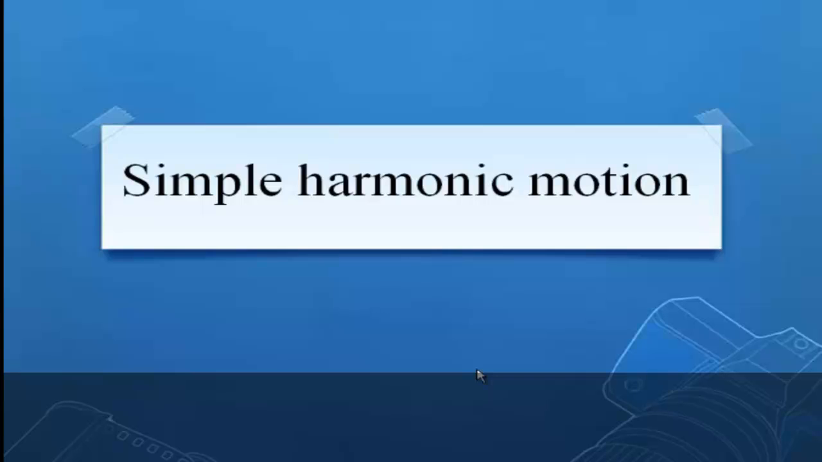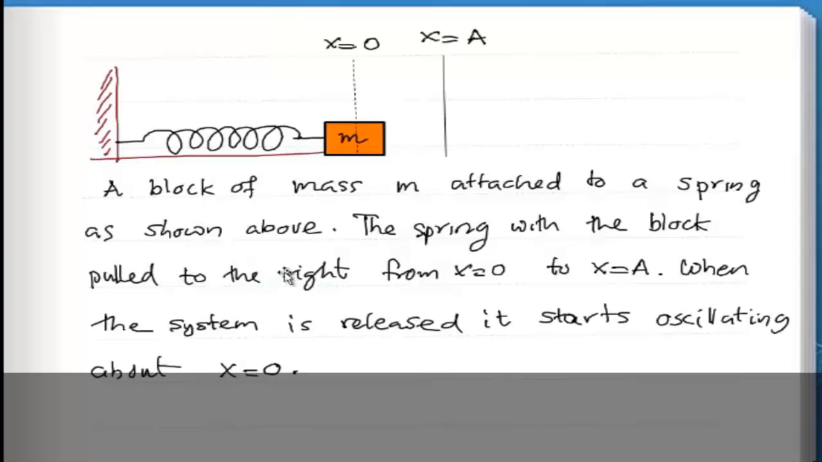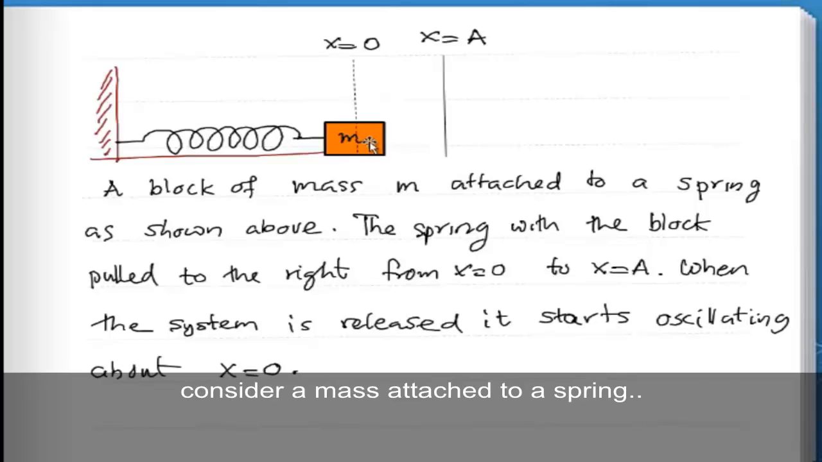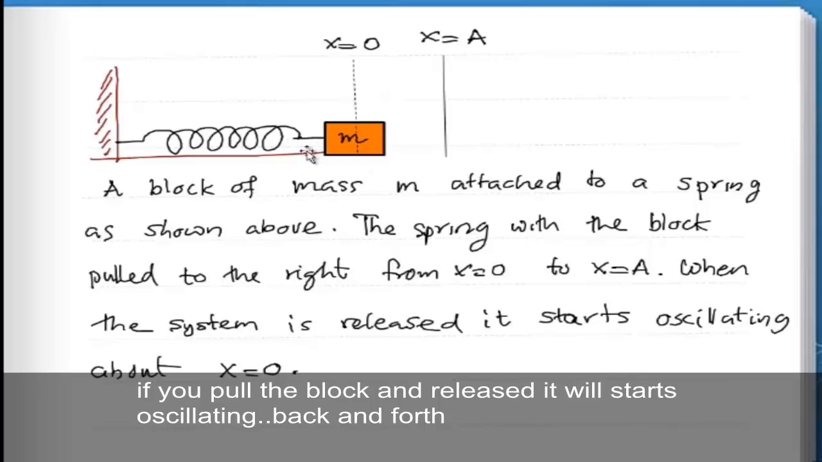Simple harmonic motion. First, let's try to understand what we mean by a simple harmonic motion. Let's consider a spring and a mass attached to the spring and placed on a frictionless surface. And then we pull the block to the right and release it. So we can see the block starts oscillating back and forth.